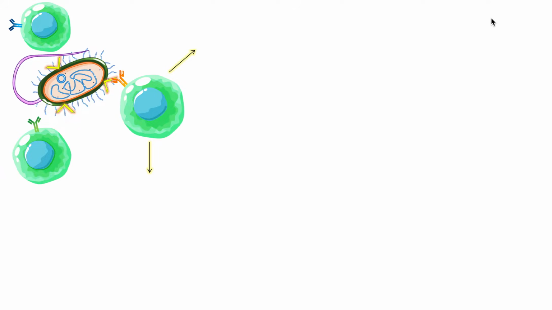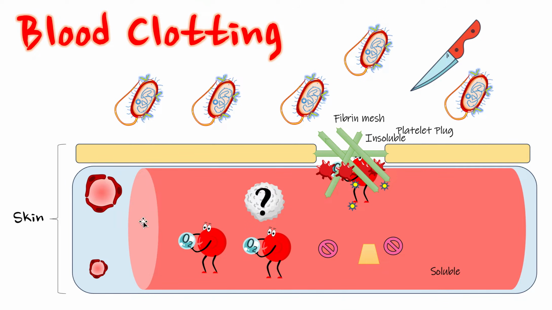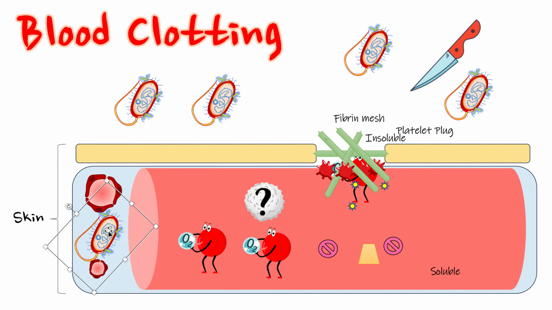So let's say we're now in our body, whether it's in our blood vessels or in the tissues surrounding our blood vessels, right? Because there are also areas around your blood vessels that are empty. So these pathogens, not only can they go into your blood vessels, they can escape from your blood vessels and go into the surrounding area.